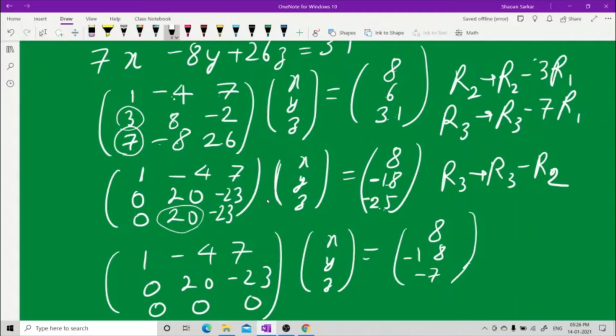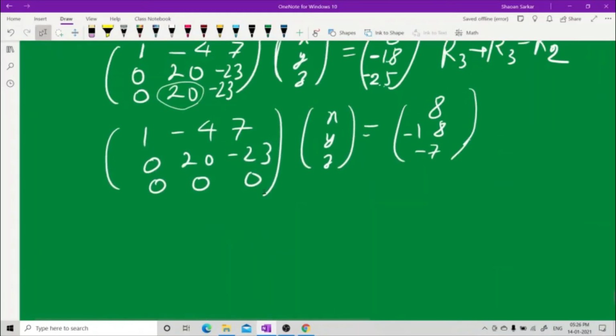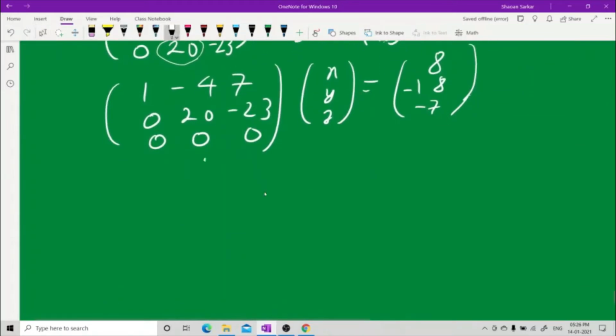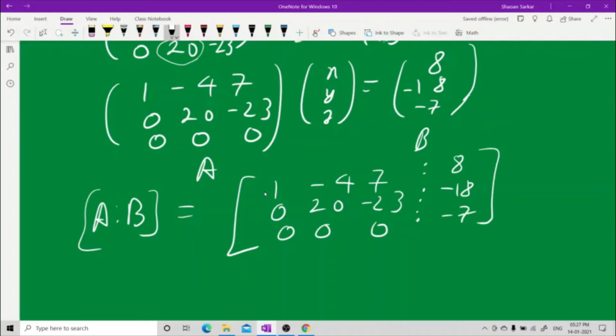So now you have, see one thing. Let me keep this equation. Now this is your A and this is your B. Now if I write the augmented AB, I'll get 1 minus 4 7 0, 20 minus 23 0 0 0. Now take some colons here. You will get 8 minus 18 and minus 7. Now this is your A and this whole is your augmented AB. Whole one.